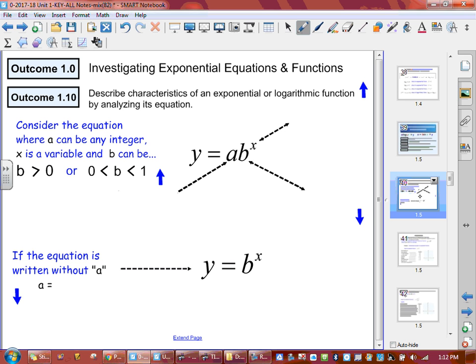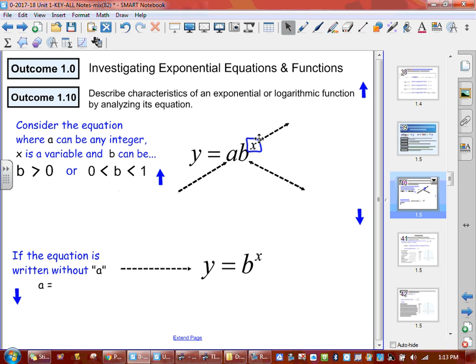So that means it's our generic formula. I've got y equals a times b exponent x. Whenever x is the exponent, it's exponential. That's how come this is called exponential, because x is your exponent.